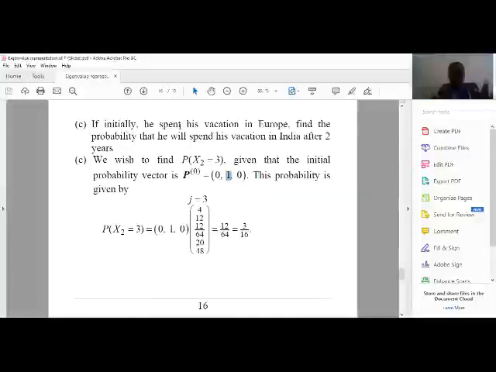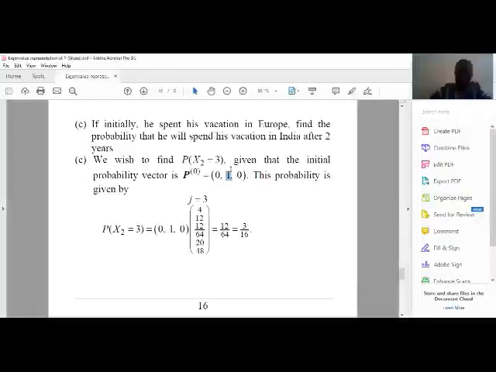We are sure, we were told in the question, that initially he spent his vacation in Europe. So the probability that he was in Europe that year is 1. Once Europe takes a probability of 1, Africa and India will take a probability of 0, because the sum of the probabilities should be equal to 1. Are you okay?